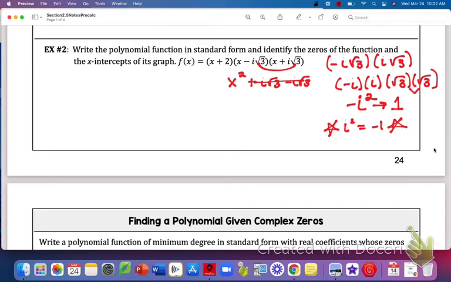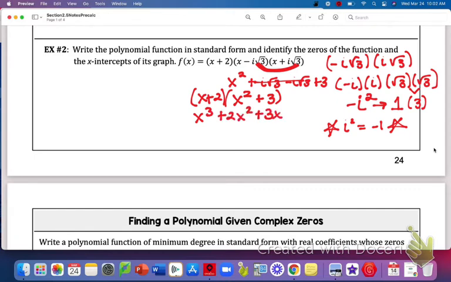And root 3 times root 3 would just be 3. So that whole multiplying right here just becomes a plus 3. So when I multiply those last two together, I get x squared plus 3. And then I have my x plus 2. So now let's multiply that out. So x to the third plus 2x squared plus 3x plus 6. So f of x is equal to that.